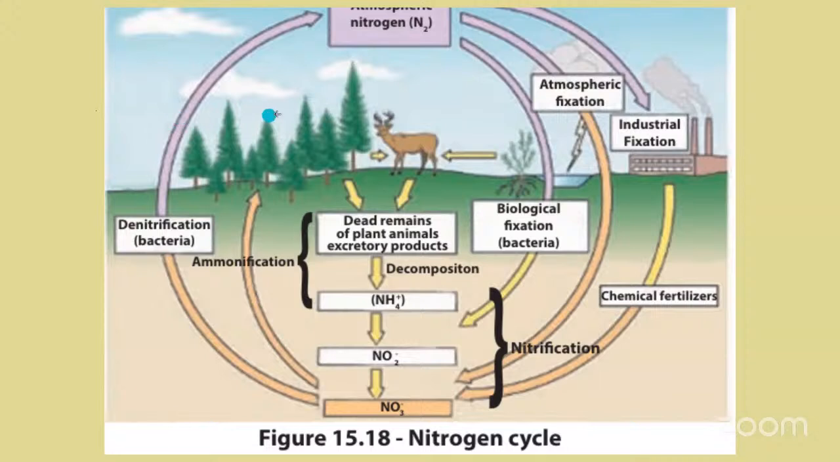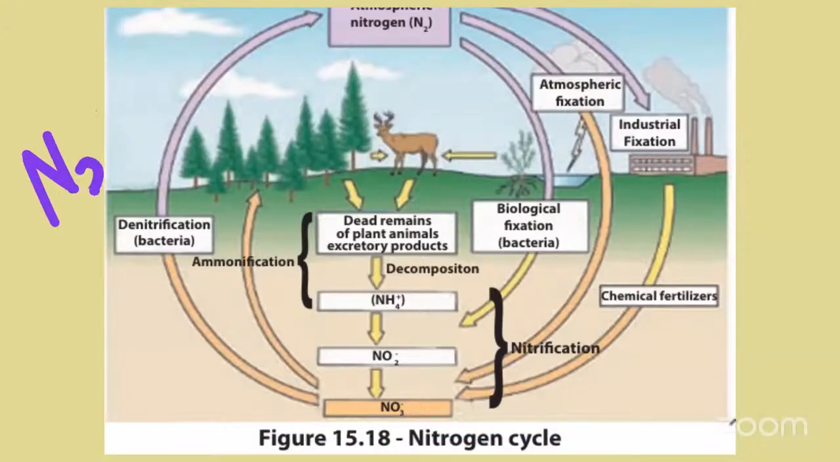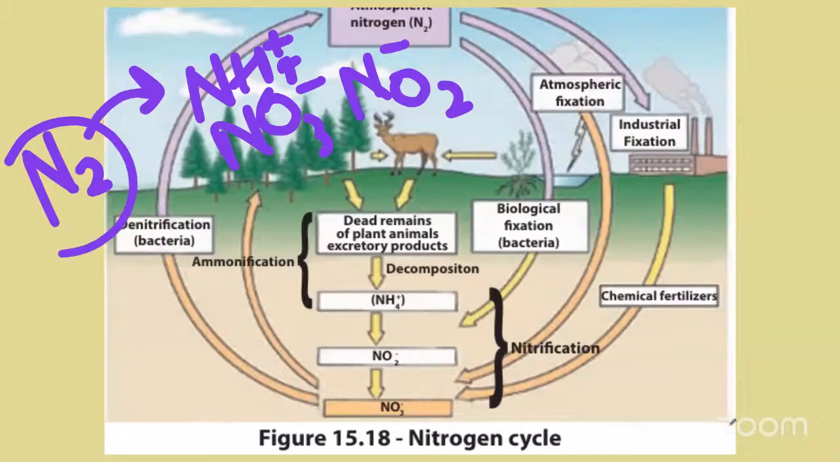Now, nitrogen fixation means atmospheric nitrogen, that is basically N2, being converted to other compounds. For example, converted to ammonia, nitrates, or nitrites. When it is converted to all these materials, we call that nitrogen fixation. So nitrogen fixation means atmospheric nitrogen converting to all these different materials.